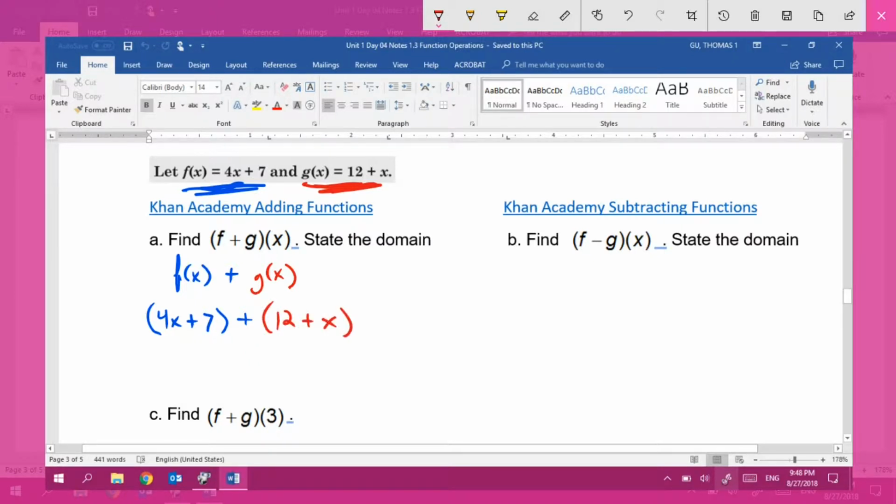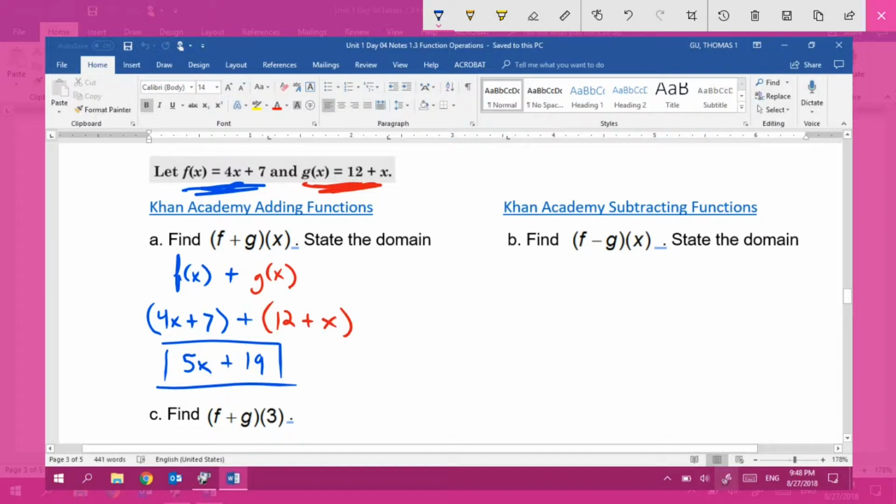All right, nothing crazy here, so we're just going to combine the like terms. So we've got 4x plus x. What's 4x plus x, y'all? 5x, so that's 5x. And then we got 7 plus 12. 7 plus 12 is 19, so plus 19. And that means f plus g of x is the same thing as 5x plus 19. There we go. Let's do f minus g of x.